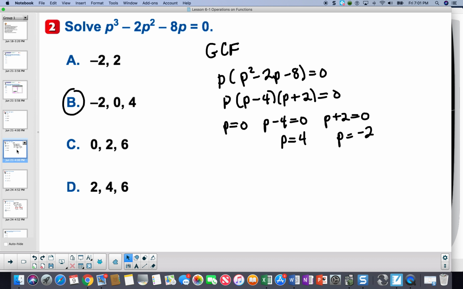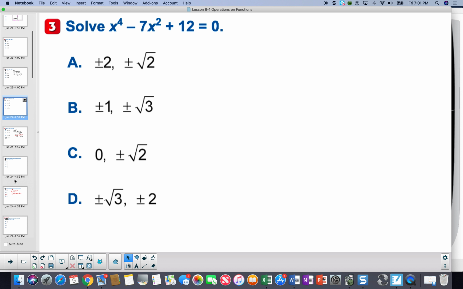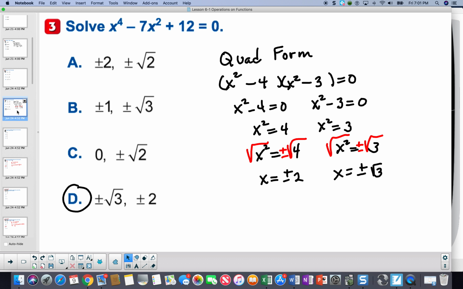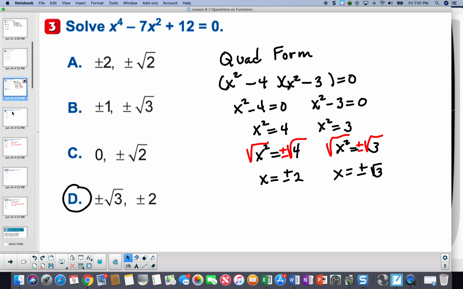Now, greatest common factor should be taken out before you go any further. Hopefully you recognize this is a quad form, which I could go ahead and factor, and then I can use my square root property to go ahead and find the answers. This is a 4th degree polynomial, so you should have 4 answers.